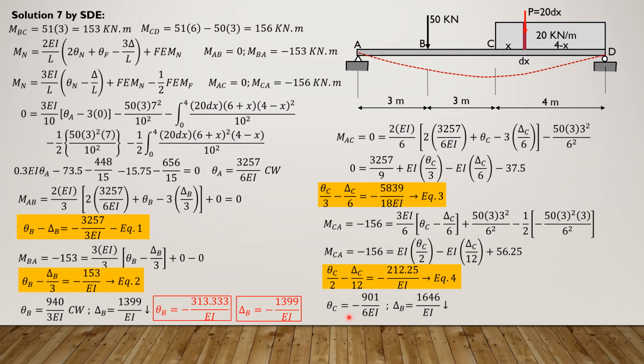So final answer, theta C in decimal form is 150.167 over EI because it is counterclockwise, and counterclockwise is positive. And delta B is negative 1646 over EI. And it is understood downward. So that's it for this 7-in-1 problem.